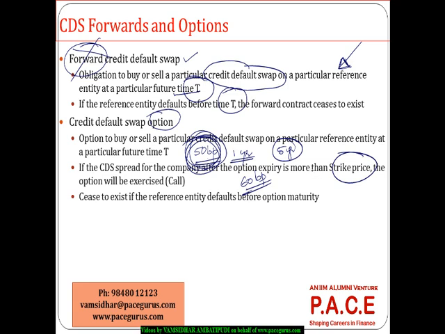Otherwise, I'll let it expire. Whether it is the forward or an option, what we are simply saying is, if the reference entity defaults before the expiration of the option or the forward contract itself, then the CDS will cease to exist. Only after the CDS period starts will any default result in the payment of the protection amount. If the default occurs before that, no protection is provided.